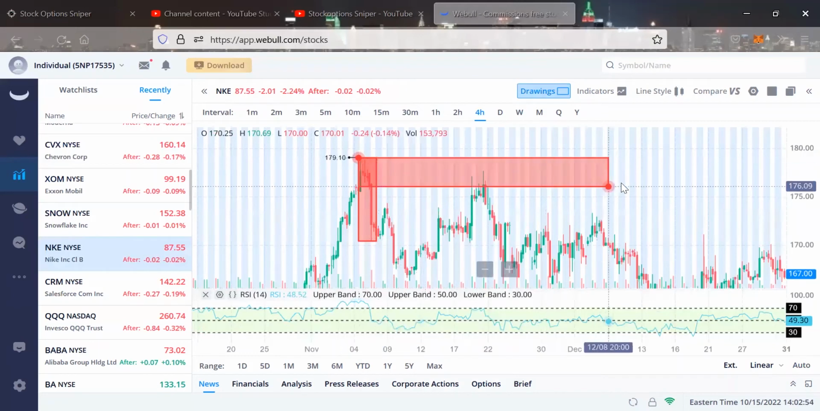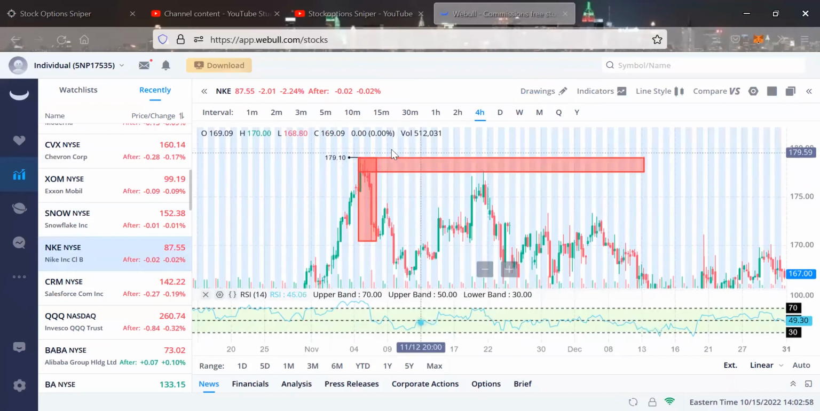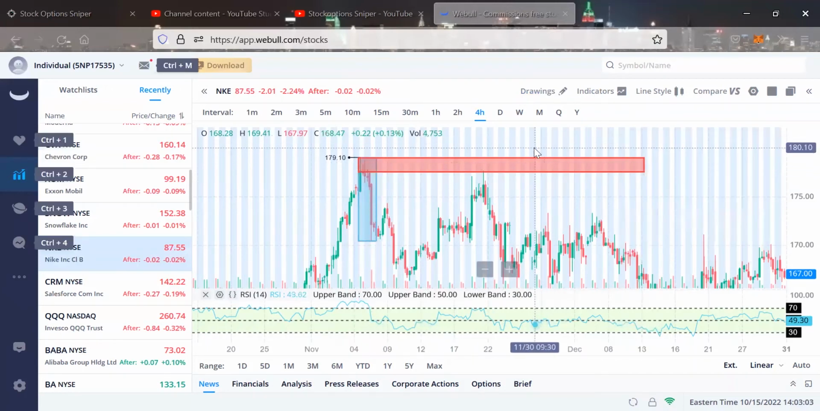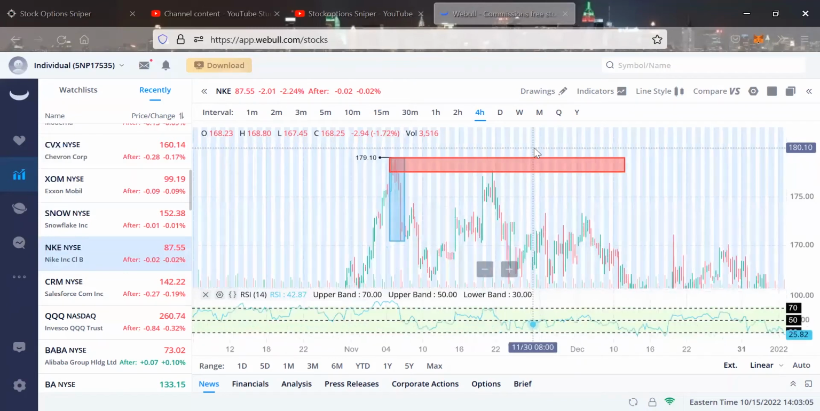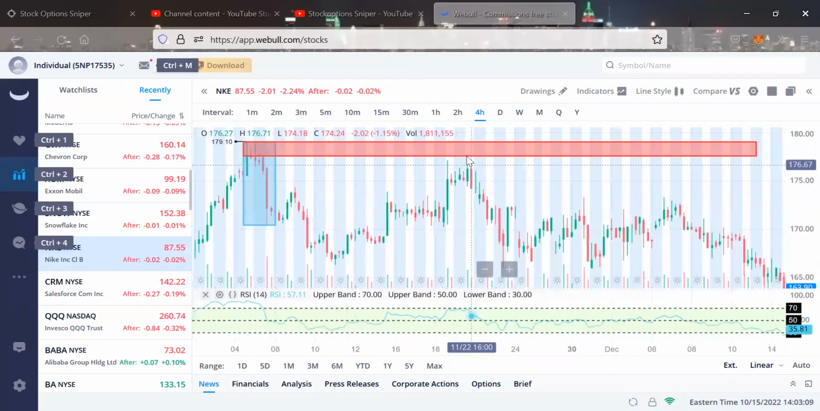Let me change the color. I don't want to confuse you guys, right? So this red to blue. Do we have a perfect play here? We do. We have a perfect setup, right? We have this wick literally touching our zone.